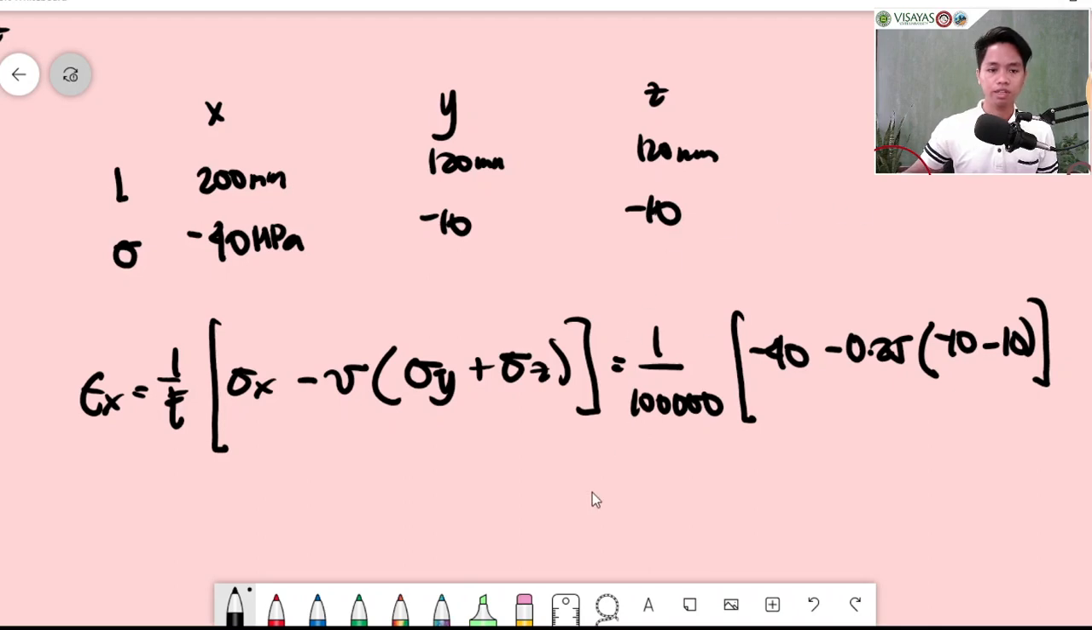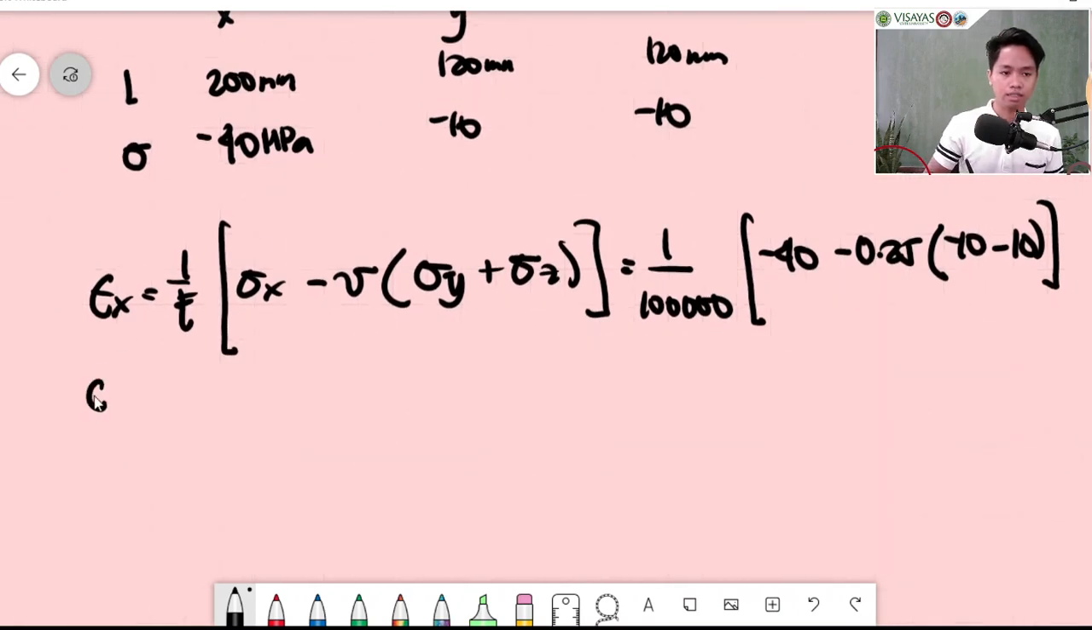So therefore, what is our strain at X? That would be 1 over 1,000 times negative 40 minus 0.25 times negative 20. That would be negative 3.5 times 10 to the negative 4. Now, how about your Y?